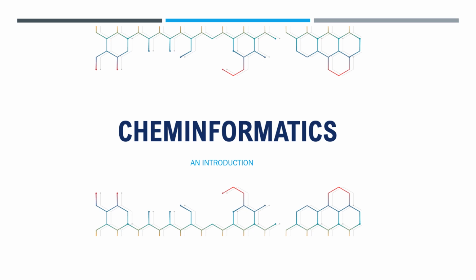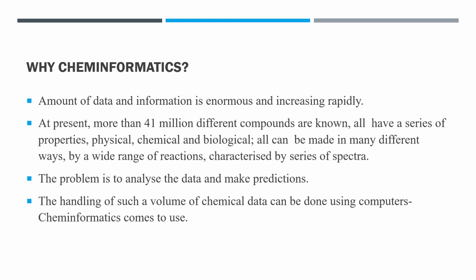Hello students. In this video, let us see about the introduction of chem informatics. First of all, we need to know what is chem informatics. From the word itself, we can understand that this is a combination of two words, namely chemistry and informatics. So with this, we can presume that chem informatics will relate to chemistry and also informatics, that is computer science. So why do we need chem informatics and what is it?